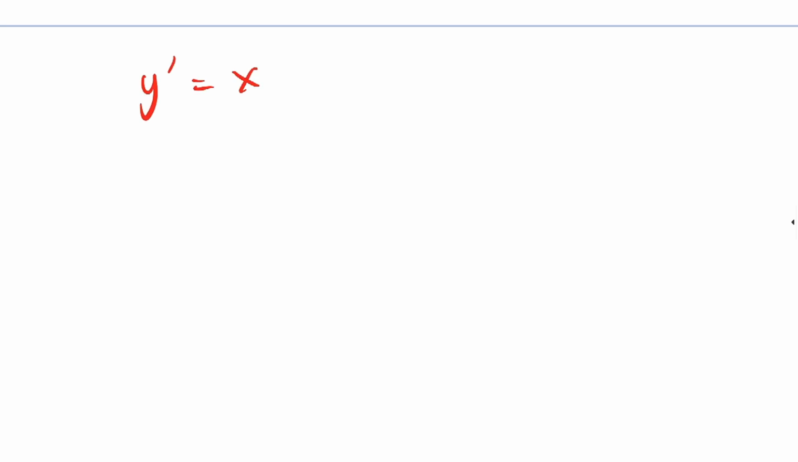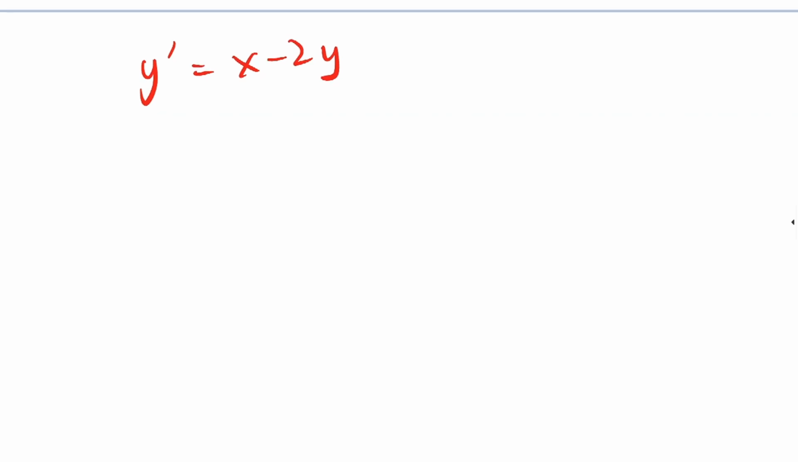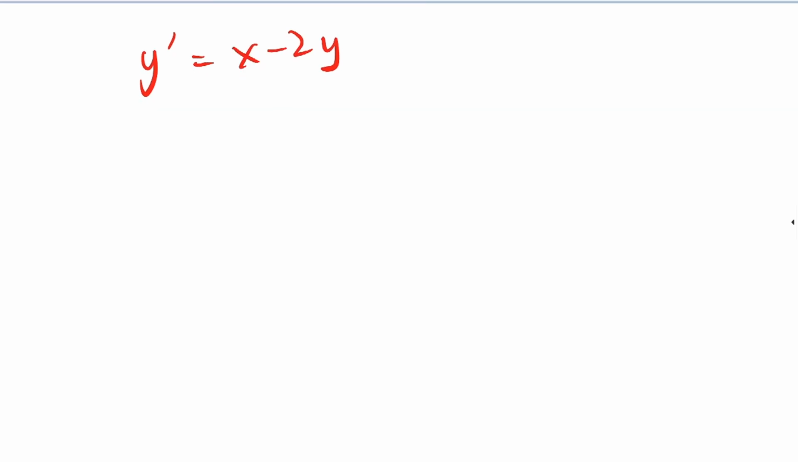And we're going to do another problem. So we're going to do something a little bit different. So y prime is equal to x minus 2y. So in this case, before we do anything, we're going to have to actually make it into standard form. So in this case, we're going to just simply move the 2y to the left side.